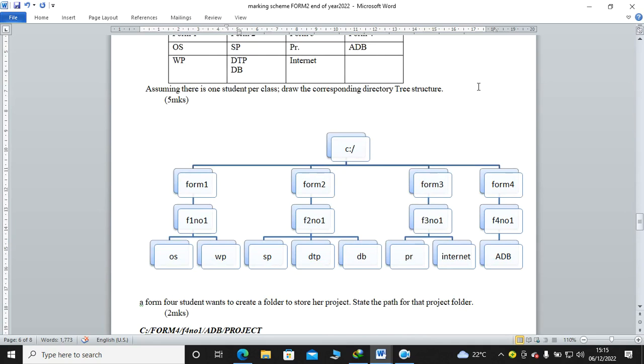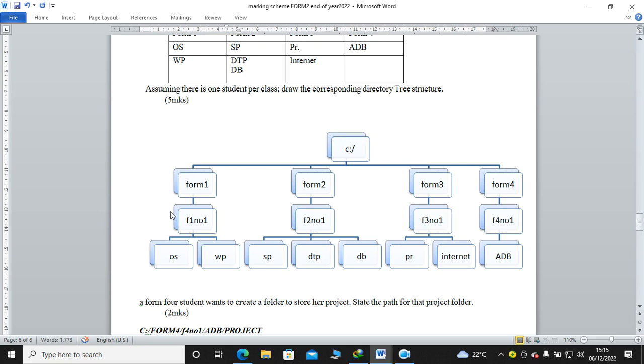So this is the directory tree structure. We start with the root directory C. Then we have Form 1, Form 2, Form 3, Form 4. Then we have the student. We have 1 student, Form 1 number 1, Form 2 number 1, Form 3 number 1. Then you draw the files as shown. That student is taking OS and WP, the other one SP, DTP, DB, the other one PR Internet, and the other one ADB. So those are the requirements that the question wants you to do.